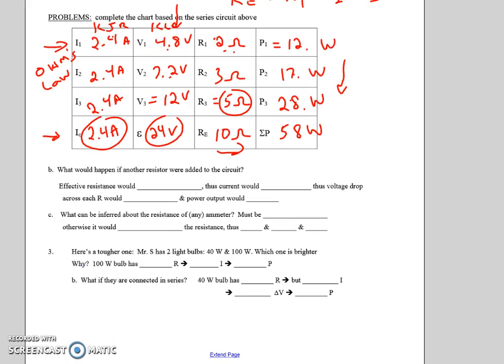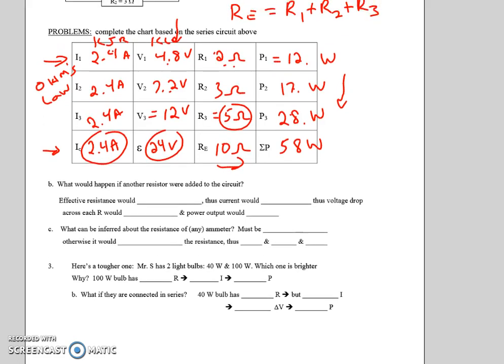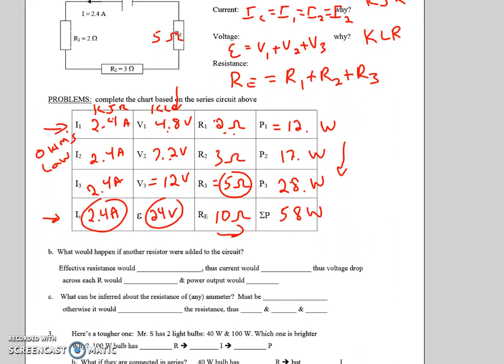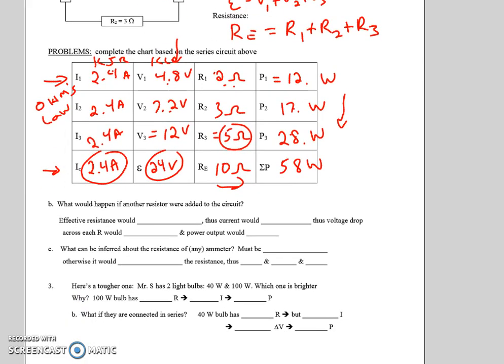Okay, what would happen if another resistor were added to the circuit? And we're going to assume it's added in series. So I can go back up here and let's say I put some R4. All right, I don't know its value, but it doesn't really matter what it is. Okay, what's going to happen to the effective resistance? In other words, is the circuit going to feel more resistance, less resistance, or the same amount?